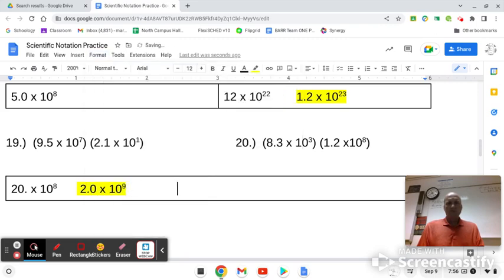All right, number 20. Multiply the numbers in front. 8.3 times 1.2. It's going to give me 9. I'm going to say 9. Turn off the highlight here. So that's going to give me 9. I'm going to say 10.2. I round it off to 10. Let's keep it as 9.96. We'll talk more about rounding later. 9.96 times 10 to the 3 plus 8. That's going to be 11th.